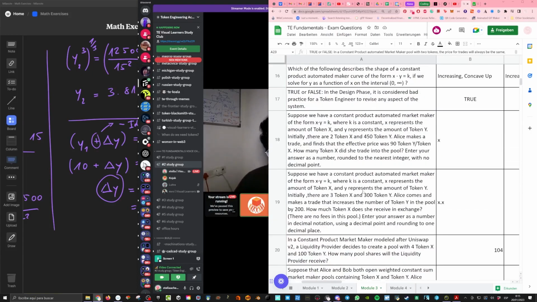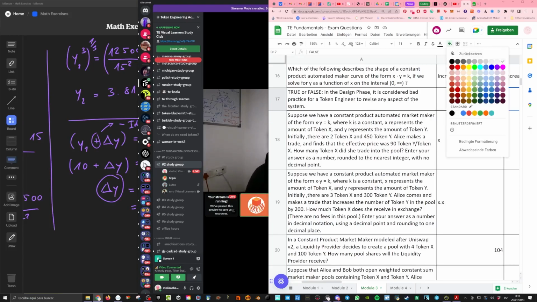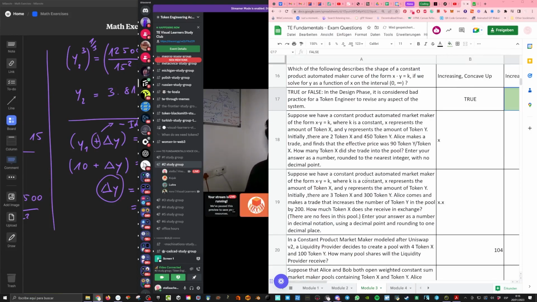Once again, it's taking a bit of time. So the one below, right? I think I can say number 17 is entirely false. Which one is that? This number 17, row 17, true or false? In the design phase, it is considered bad practice for a token engineer to revise any aspect of the system. I would say that's false. Yeah, I think you're right, Stella. Give me one second, I'll be done.